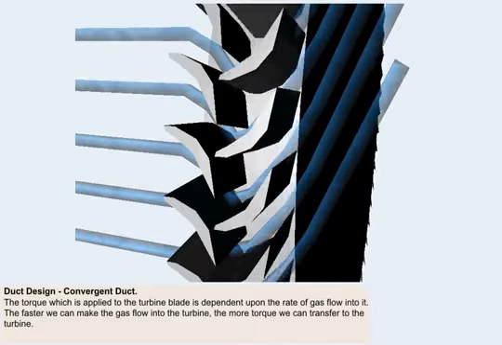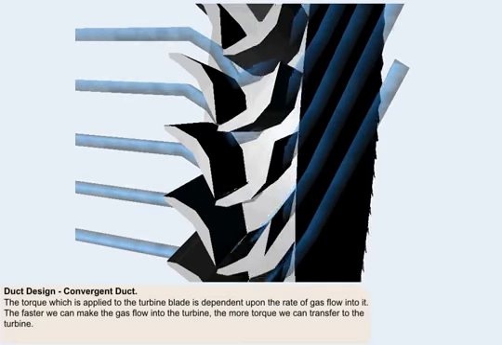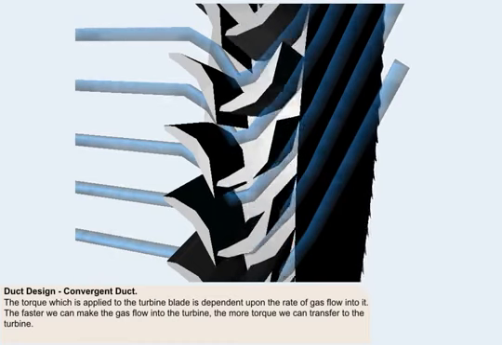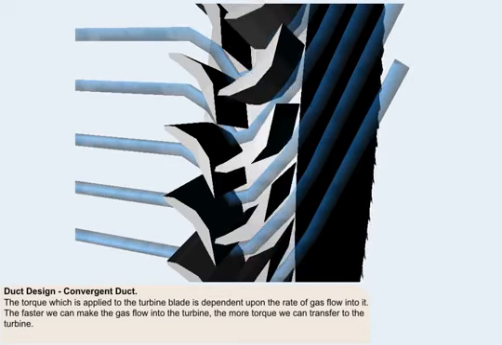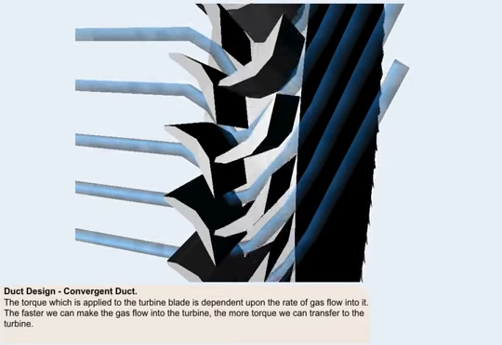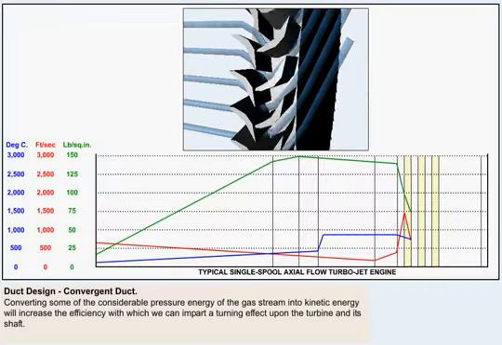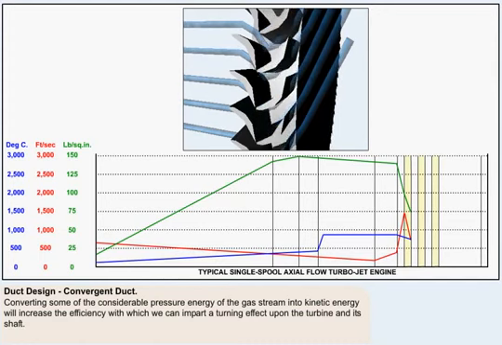The torque which is applied to the turbine blade is dependent, amongst other things, upon the rate of gas flow into it. It follows then that the faster we can make the gas flow into the turbine, the more torque we can transfer to the turbine. Logically, therefore, if we convert some of the considerable pressure energy of the gas stream into kinetic energy, it will be more efficient in imparting a turning effect upon the turbine and its shaft.